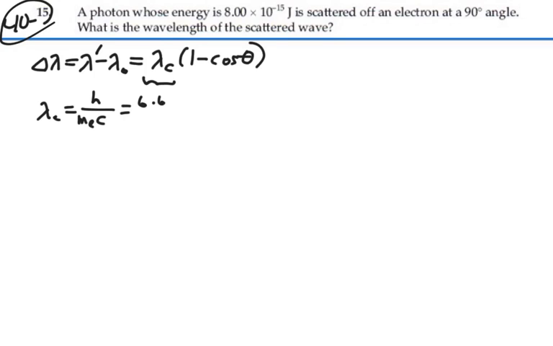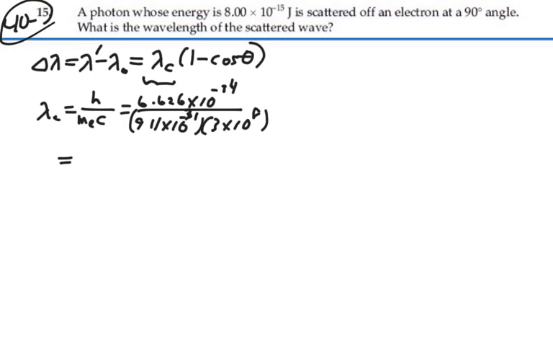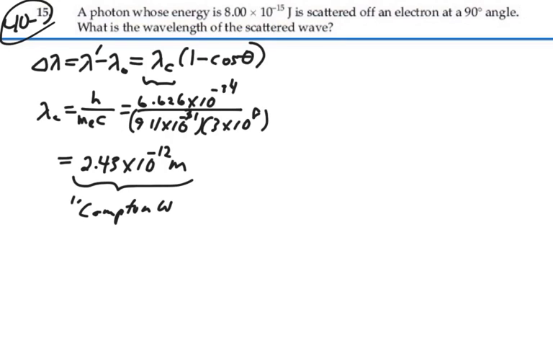So that is 6.626 times 10 to the minus 34 over 9.11 times 10 to the minus 31 for the mass of the electron times the speed of light. And that is equal to 2.43 times 10 to the minus 12 meters. This is what we call the Compton wavelength.